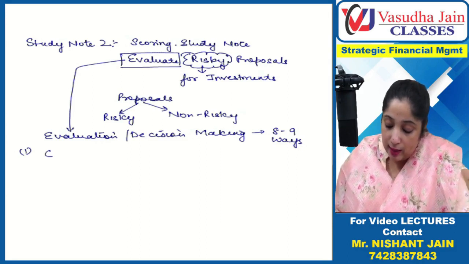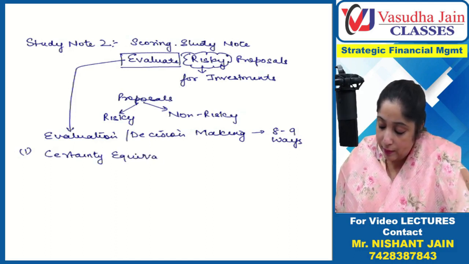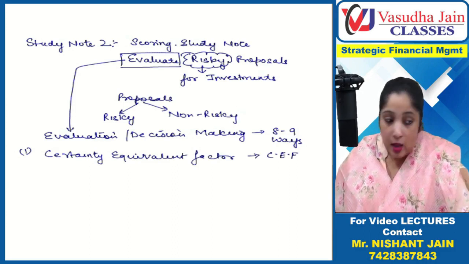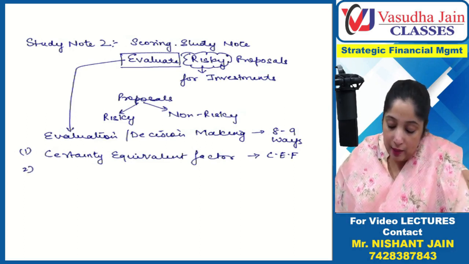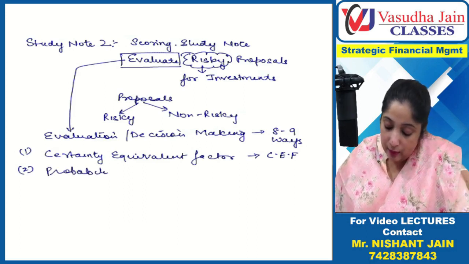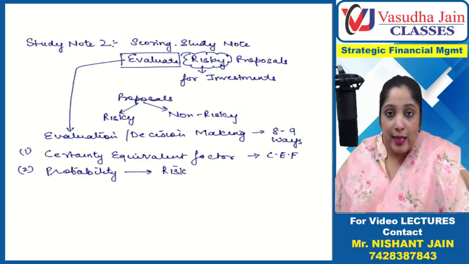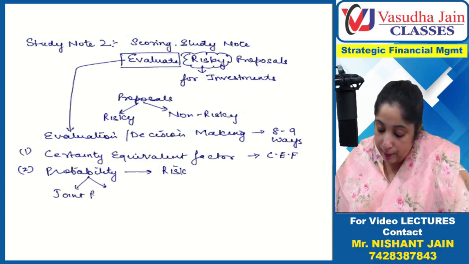The first important method is certainty equivalent factor. In short form it is called CEF. We are going to start this chapter with this concept. Then we are going to study probabilities, which is very important, because of the probability there is origination of risk. So to understand the meaning of risk, we need to know the probability, that is certainty and uncertainty. That is joint probability we have to learn.